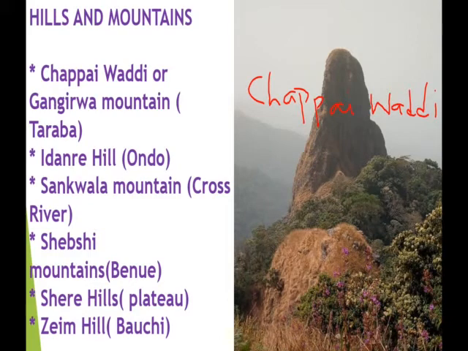Talking about hills and mountains. From the picture, you can see the Shapawadi Mountain. It happens to be the highest mountain in Nigeria, and it's located in Taraba State. Other examples are the Idanre Hill, found in Ondo State, the Sakwala Mountain in Cross River State, the Shepshi Mountain in Benue State, Shere Mount Hills in Plateau, and the Zem Hill in Bauchi State. These are some examples of hills in Nigeria.